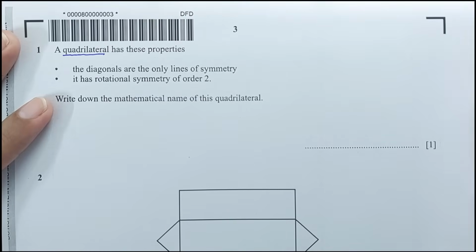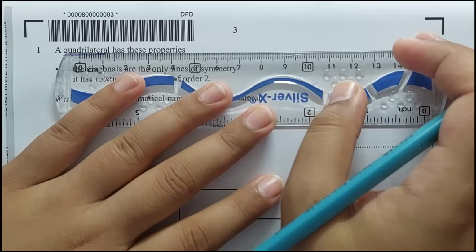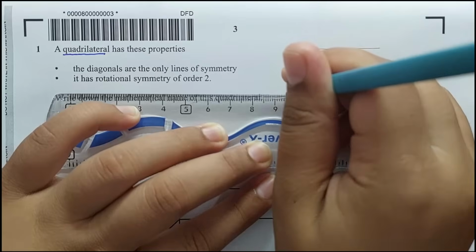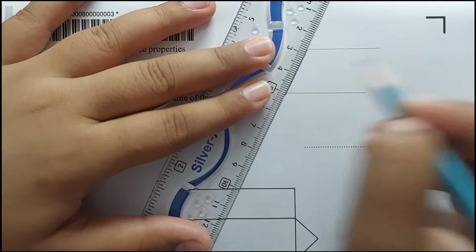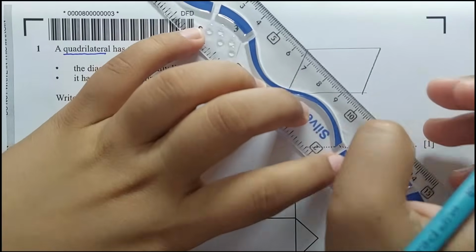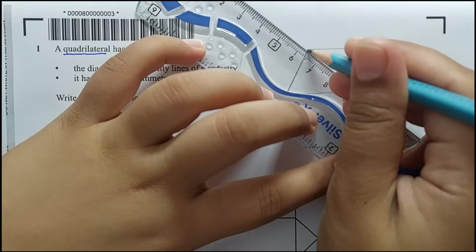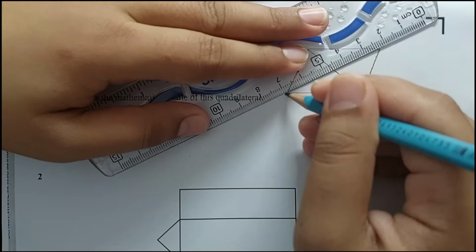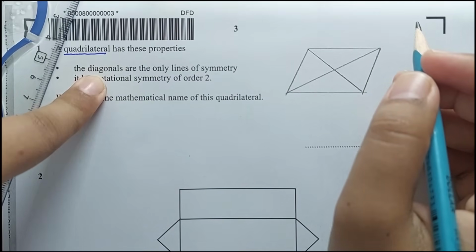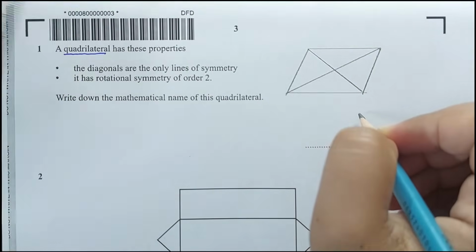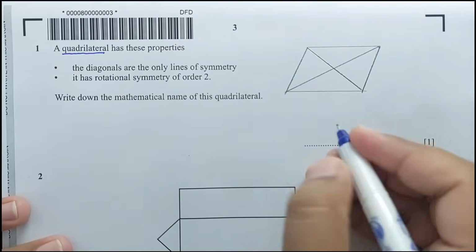So let me draw a shape that has the diagonals as lines of symmetry. You can look at this shape. This shape is a rhombus. If we draw the rhombus, you can see the diagonals of the rhombus are lines of symmetry. Both halves are identical. So only the diagonals are lines of symmetry, and it has a rotational symmetry of order 2. Yes, so the shape is a rhombus.